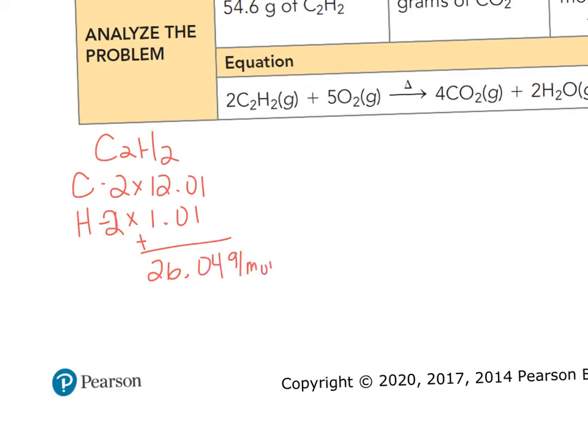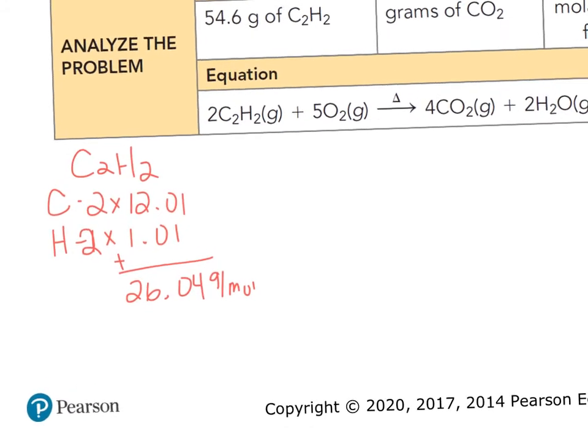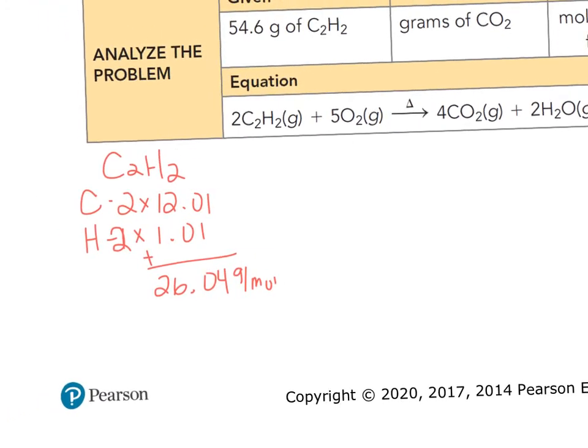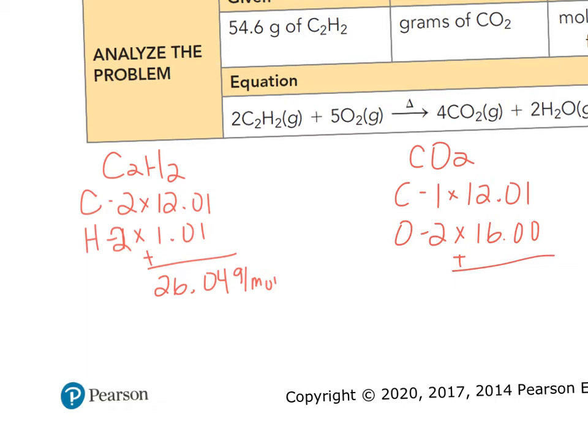That's for C2H2. The other substance we've got is CO2. So we'll need its molar mass. We have 1 carbon and 2 oxygens. Carbon again is 12.01, oxygen being 16. Multiply those and add them together, and we get 44.01 grams per mole.